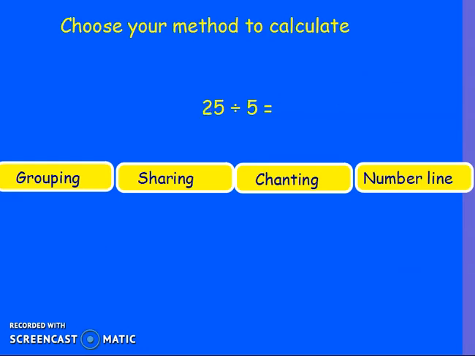Let's have a go at this one. 25 divided by 5. Choose your preferred method, pause the video and give it a go.